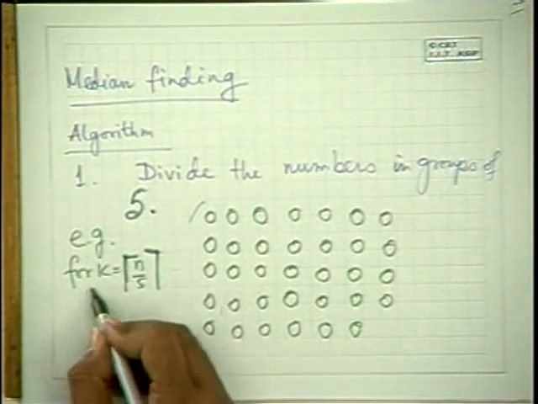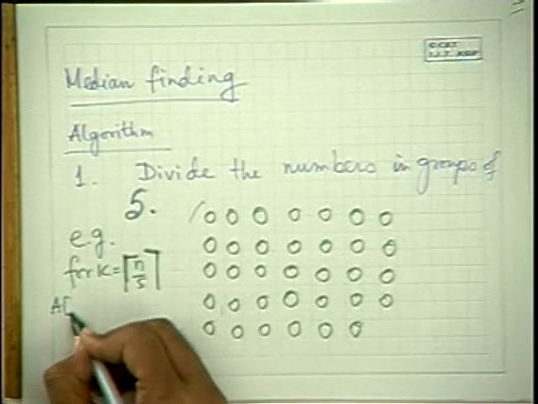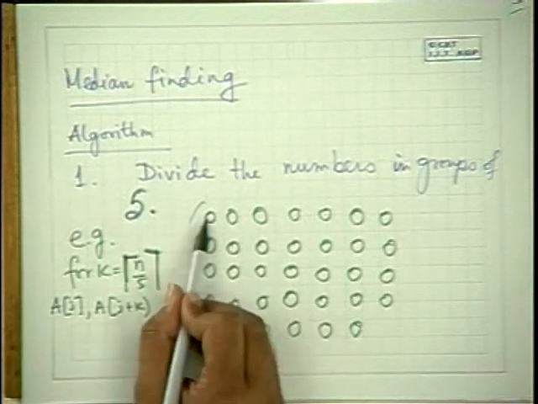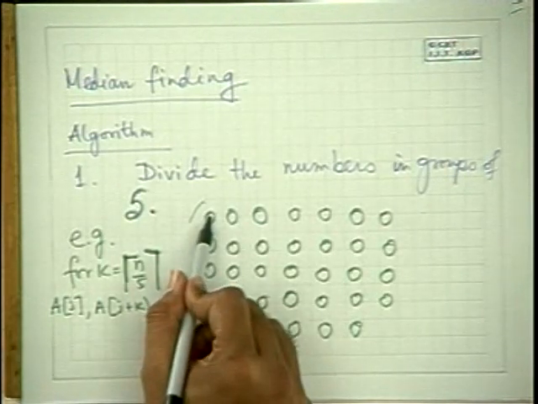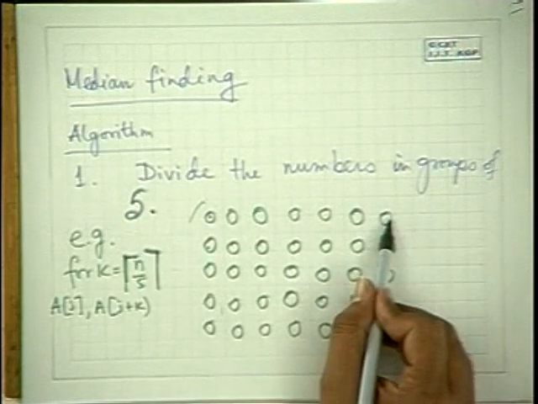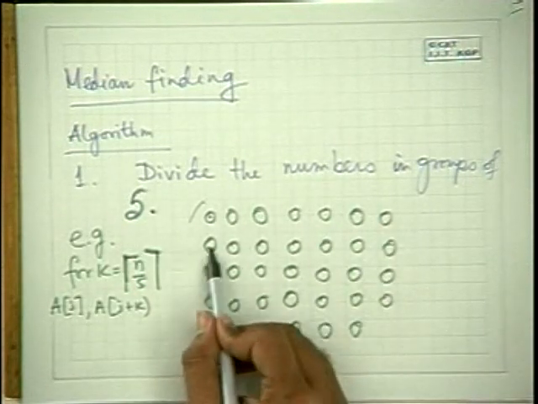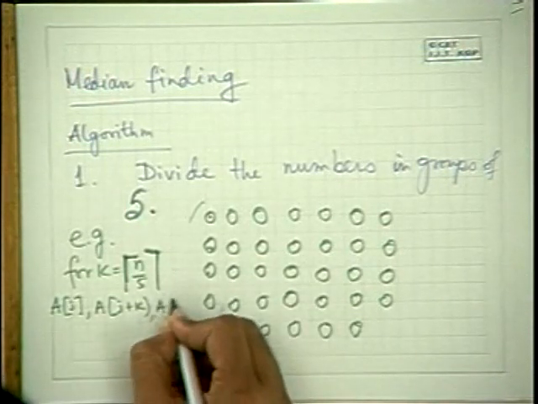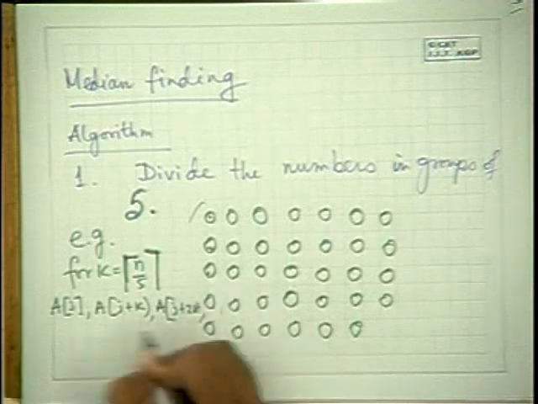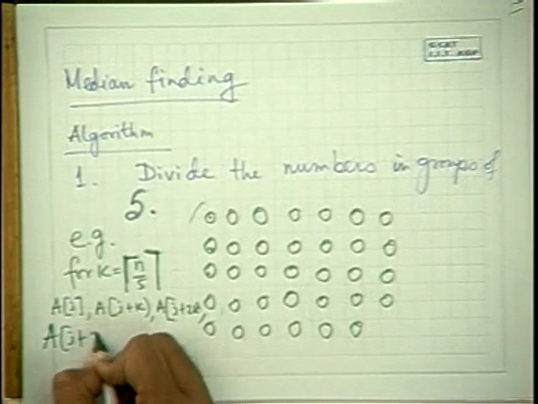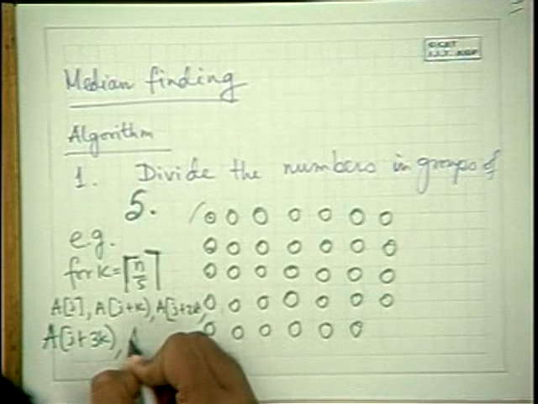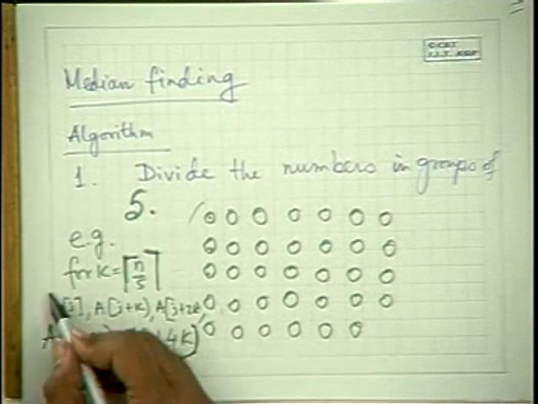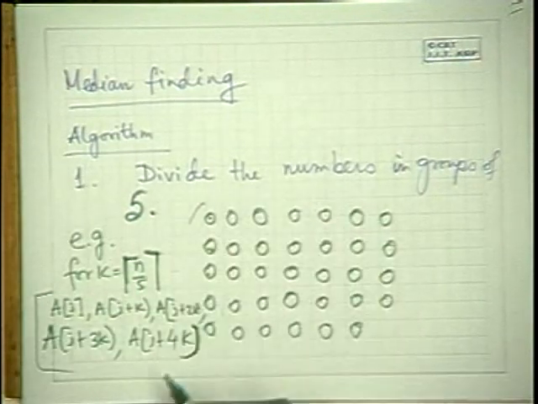Now one group will be a_j, and suppose this is a_j, the next number will be a_j plus k, because you have taken k elements in the array. The next element will be a_j plus 2k. The next one will be a_j plus 3k. The next one will be a_j plus 4k. So this will form a group. Probably the first group is this.